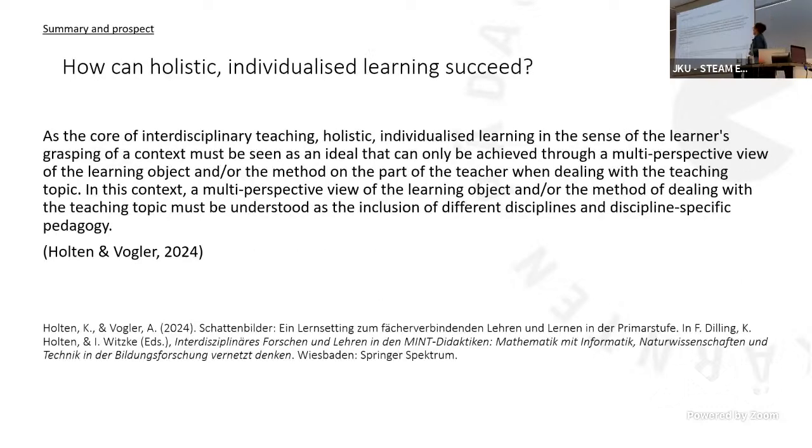And then we ask, how can holistic, individualized learning succeed? Amelie and I think that, as the core of interdisciplinary teaching, holistic individualized learning, in the sense of the learner's grasping of a context, must be seen as an ideal that can only be achieved through a multi-perspective view of the learning object and/or the method. It depends on the part of the teacher when dealing with the teaching topic. In this context, a multi-perspective view of the learning object and/or the method of dealing with the teaching topic must be understood as the inclusion of different disciplines and discipline-specific pedagogy.